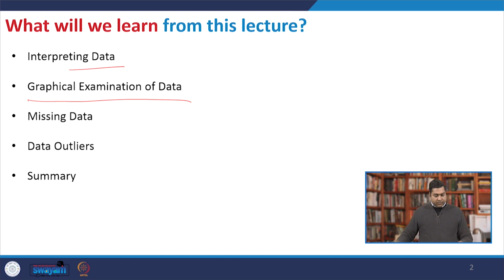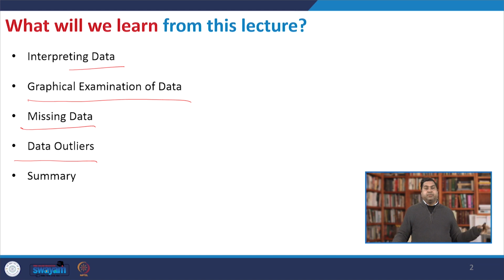Then we will talk about missing data as well. In many cases, if it is time series data or temporal data that you have collected over a long span, there might be some missing data. So, how do we take care of those missing data? Should we simply delete them, or should we correct them based on some statistical analysis? But at the same time, we also need to look at the data outliers.